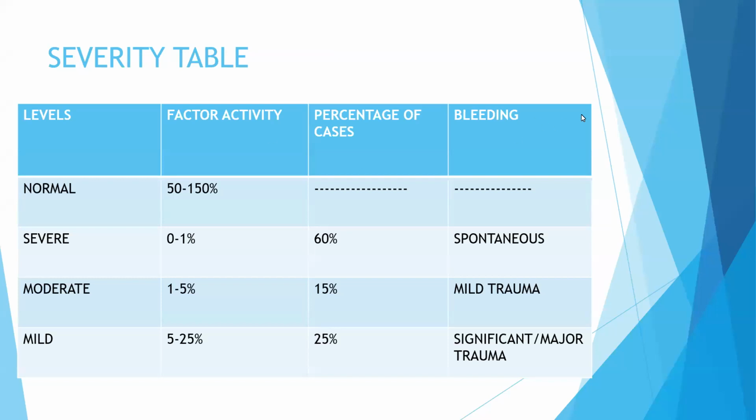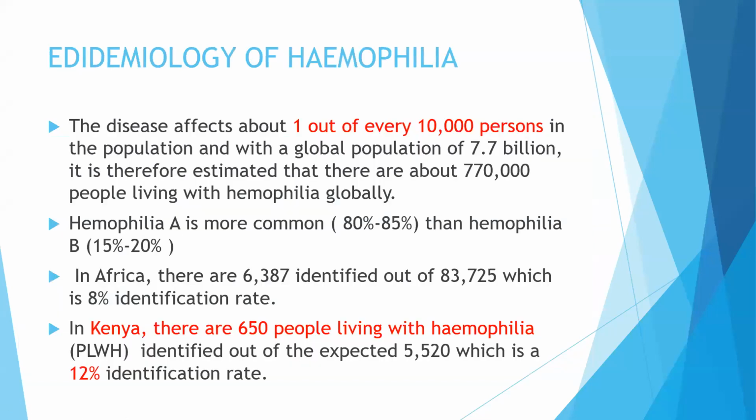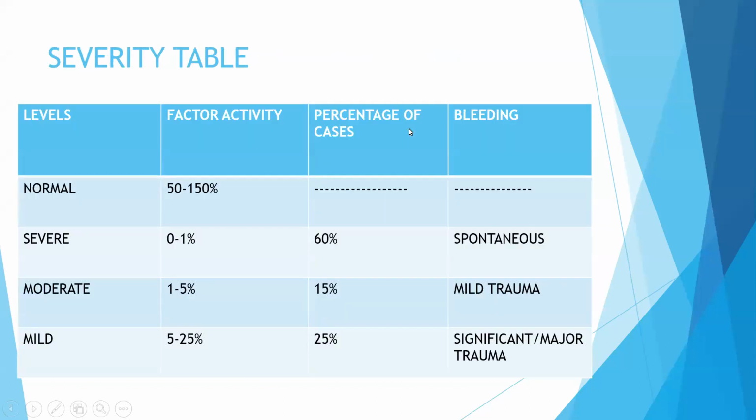In mild hemophilics, we have at least 5 to 25%, which means these ones have some clotting factors that can protect them from traumatic events they might get in their way of living. And we have at least 25% of these patients in our registry, and bleeding comes only with significant or major trauma. It just doesn't come otherwise.